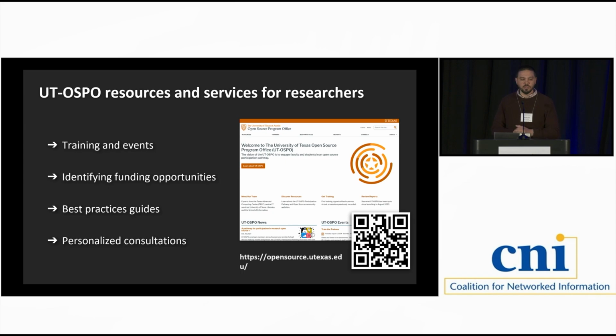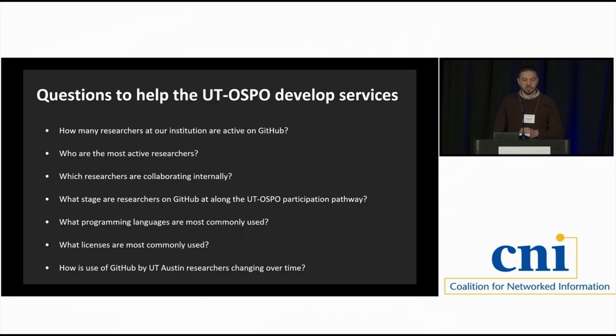And so we support researchers through training and events, helping them identify funding opportunities related to development of open source research software, best practices guides that we are building, and providing personalized consultation services to support researchers when they have specific questions. They can come to us to help find answers. We have a lot of these resources available through our Open Source Program Office website that we see linked here, and it's accessible with that QR code.